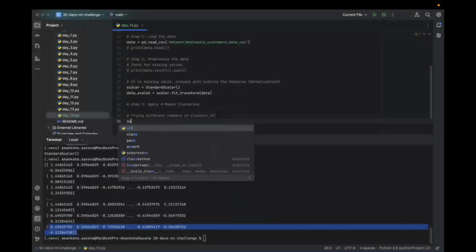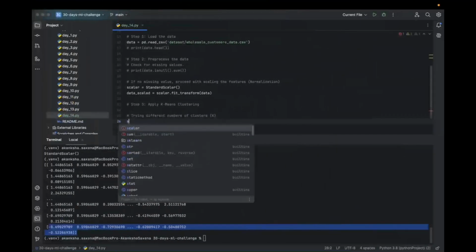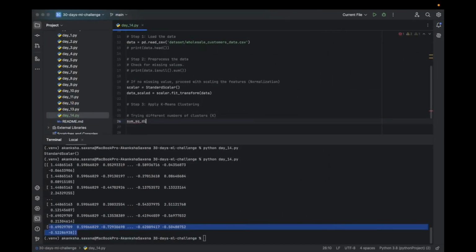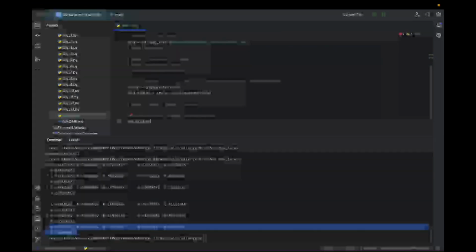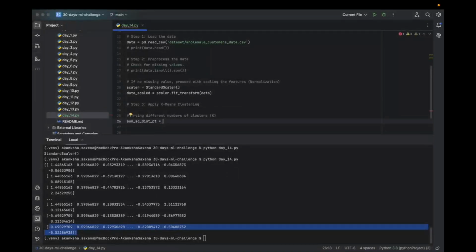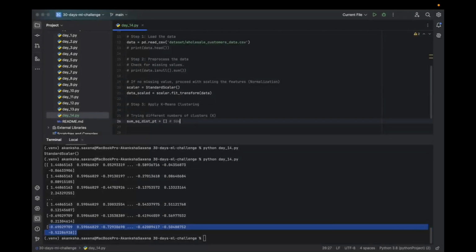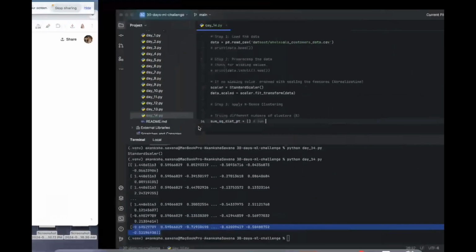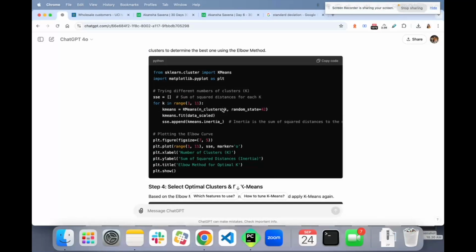So first we are going to create SSE, the sum of squared distances of each point, as an empty list. It is the sum of squared distances of each point for each k.